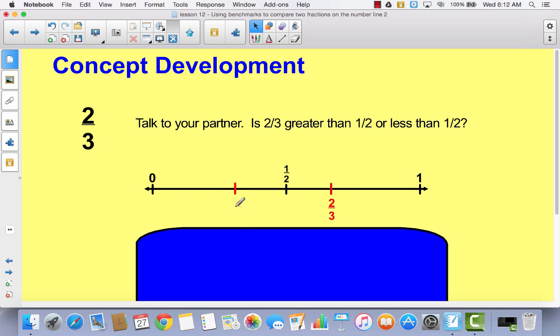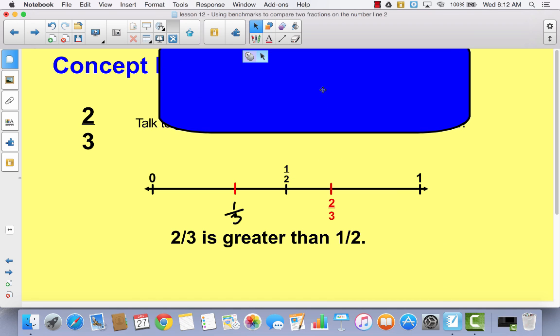I want you to label this with me. So this would be 1/3 and then the next one would be 2/3. So is 2/3 greater than or less than 1/2 according to the number line? It is greater than 1/2. You can see because it's closer to 1.